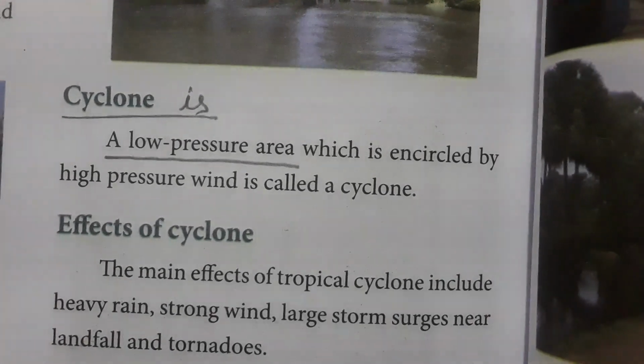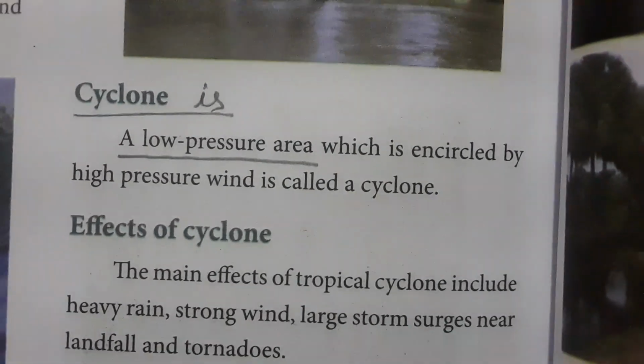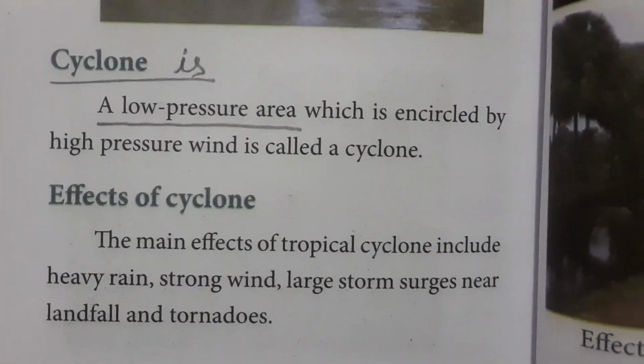நம்ம நியூஸ்ல பார்த்துருப்போம், குறைந்த காற்றழுத்த தாழ்வு மண்டலம் அப்படின்னு தான் சொல்லுவாங்க. So cyclone is a low pressure area.